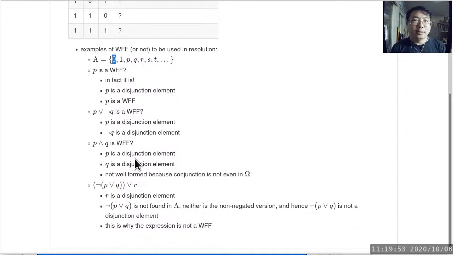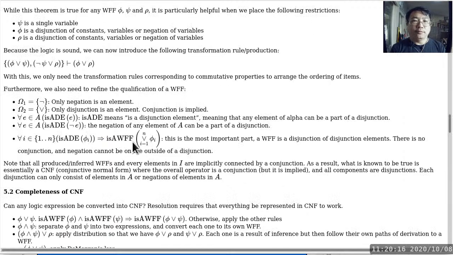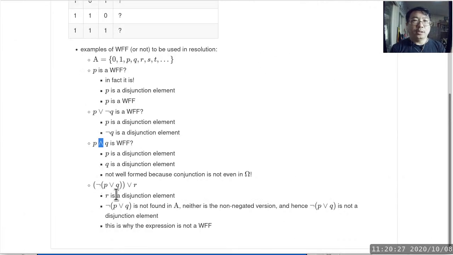Is that okay? I'm a little confused on number 3 now, the P and Q. P and Q is not well-formed, because the operator AND is not even in omega 2. And so P and Q certainly cannot fit into this format, because what is considered a well-formed formula has got to be a disjunction of things. And when we look at this thing here, it is not even a disjunction of things, it is a conjunction of things.